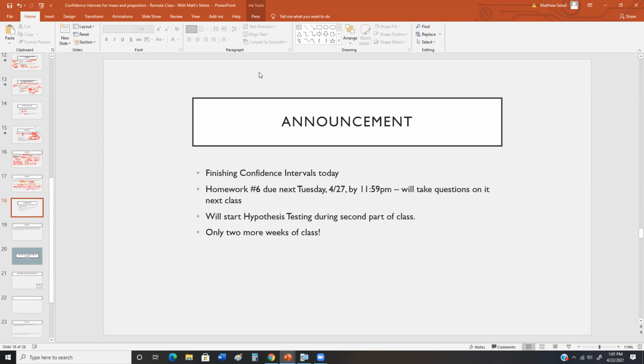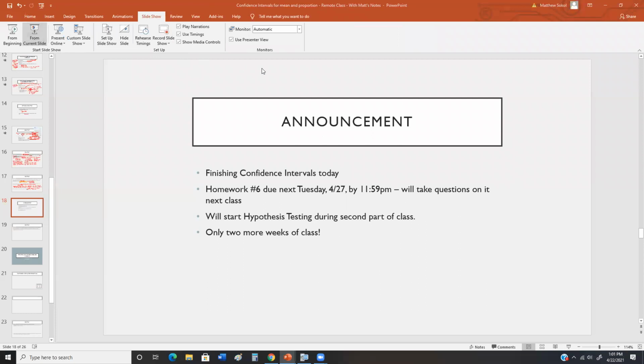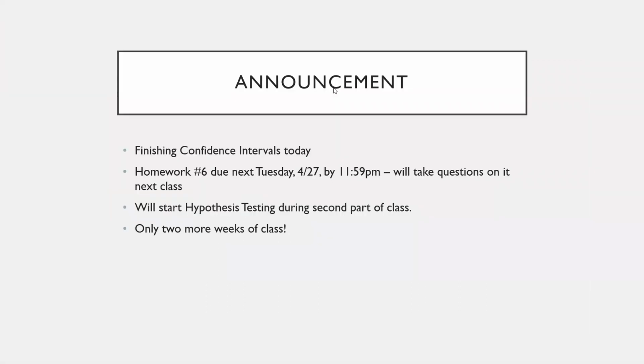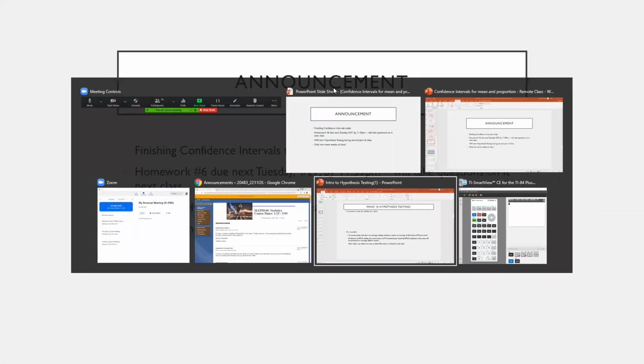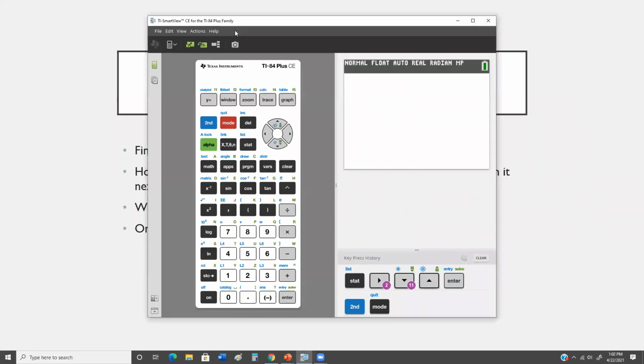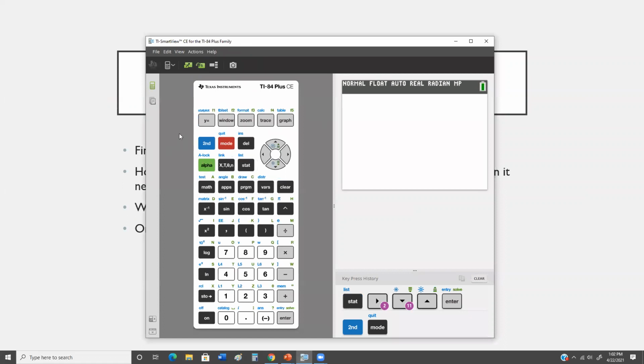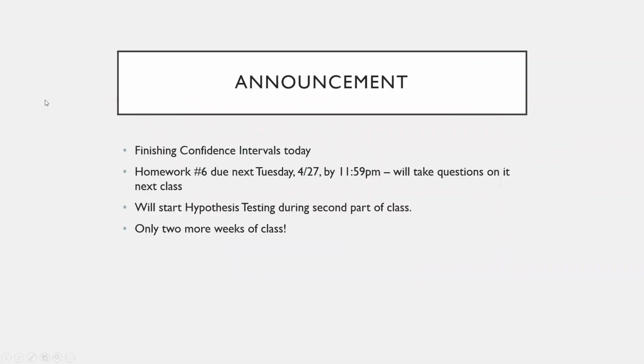Today, what I want to do is finish up confidence intervals. Have your graphing calculator handy with you. It doesn't matter if it's a TI-83 or TI-84. We're going to be using that a bunch today. This would probably be the first half of class, roughly.